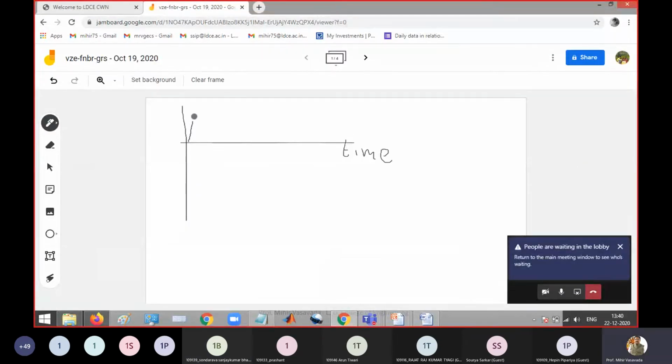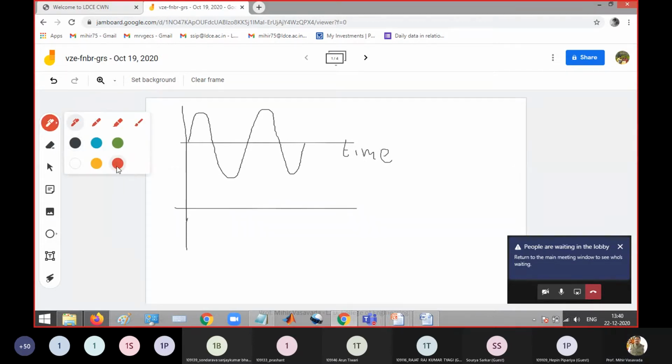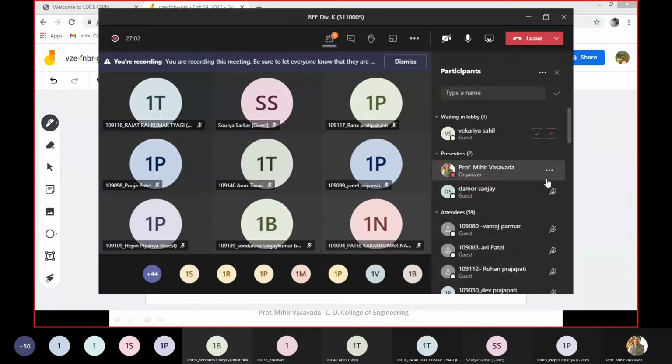Now here, this is alternating voltage or current, right? And on the same plot, if I want to plot a DC, this is my DC, and you can tell this is the AC, right?